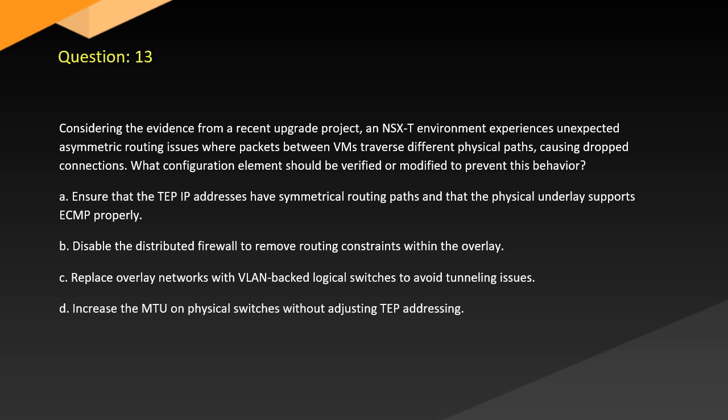Question 13. Considering the evidence from a recent upgrade project, an NSX-T environment experiences unexpected asymmetric routing issues where packets between VMs traverse different physical paths, causing dropped connections. What configuration elements should be verified or modified to prevent this behavior? A. Ensure that the TEP IP addresses have symmetrical routing paths and that the physical underlay supports ECMP properly.